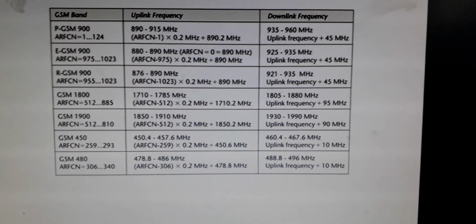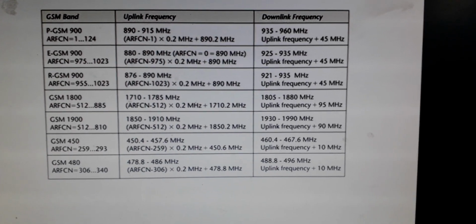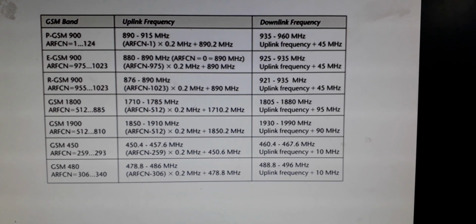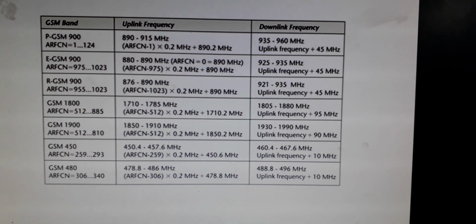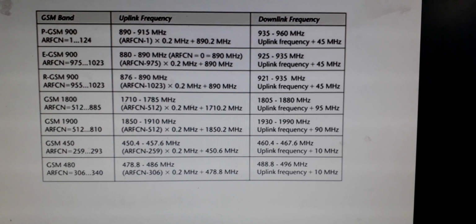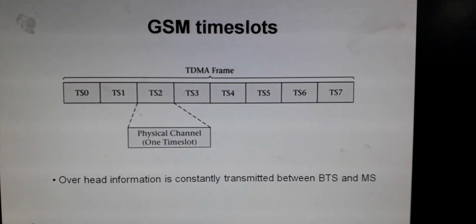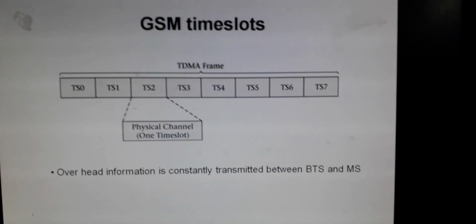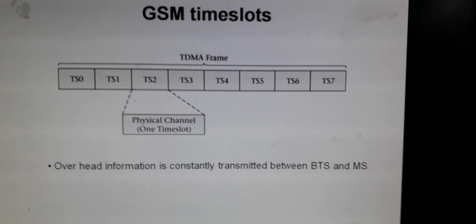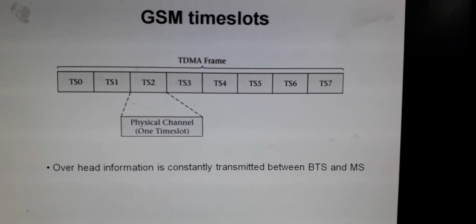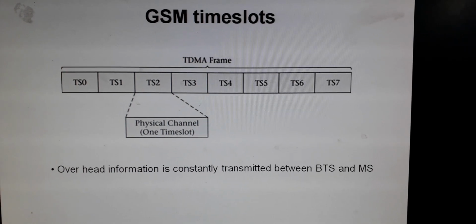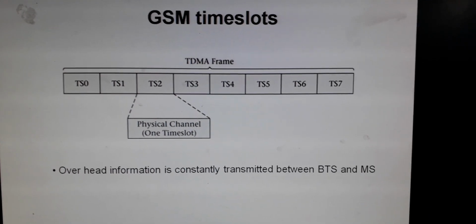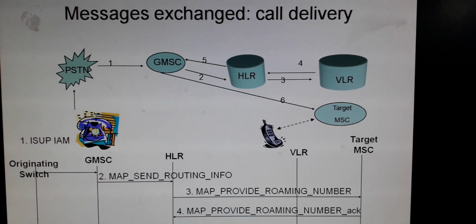These are the channels: primary GSM, extended GSM, railway GSM, GSM 1800, 1900, 450 and 480. GSM transfers the data through time slots. One time slot is one physical channel, and there are 8 time slots in one TDMA frame. These are exchanged between BTS and MS.